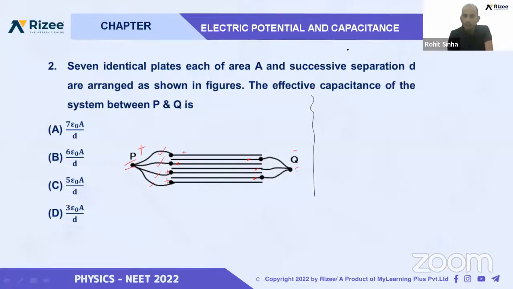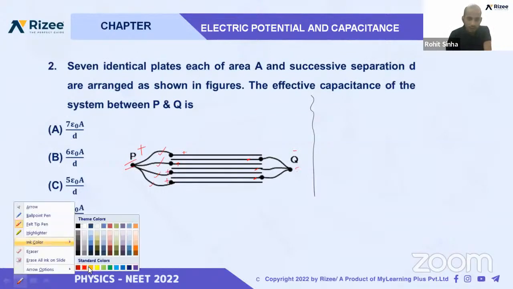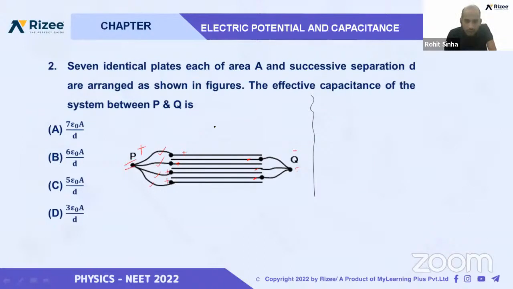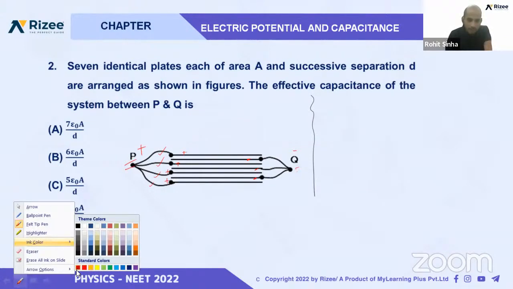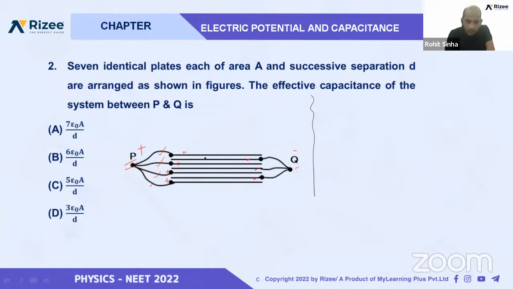Now let us count the capacitors first. How many capacitors are formed here? You can see, count the capacitances. Here we have some capacitance. Let us count. Here one capacitance C1, second capacitance C2, third capacitance C3. You see I am taking the positive and negative plates. Fourth capacitance C4, fifth capacitance C5, and sixth capacitance C6.